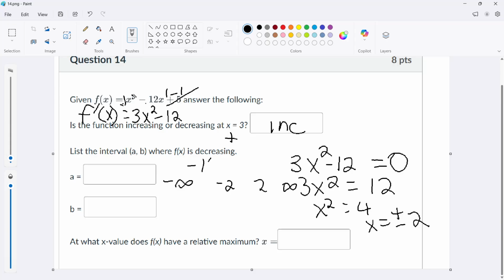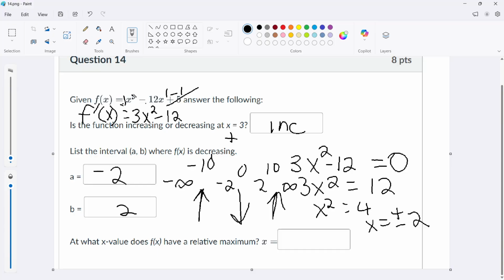And I'll use negative 10, I'll use 0, and I'll use 10. So negative 10. Negative 10 squared is 100. 3 times 100 is 300. Minus 12 is positive. In that interval, from negative infinity to negative 2, it is increasing. 3 times 0 squared is 0. Minus 12 is negative, so it's decreasing from negative 2 to 2. And 2 to infinity, 10 squared is 100. 3 times 100 is 300. Minus 12 is positive, it's increasing. So it is decreasing from a equals negative 2 to b equals 2.